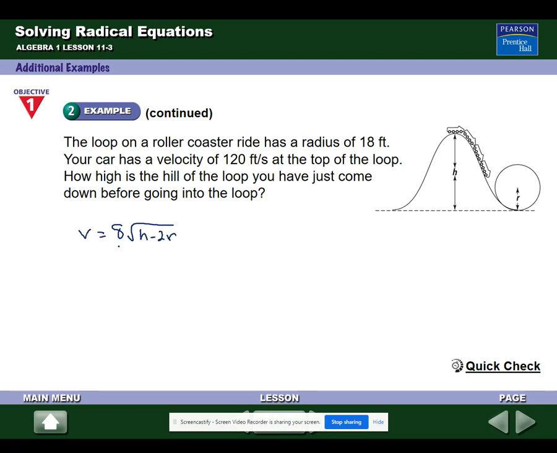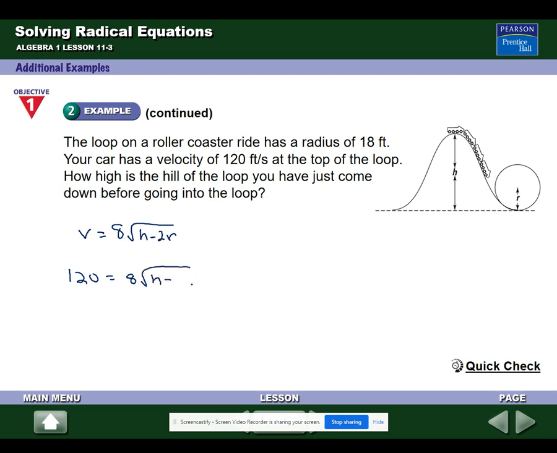Okay, and it says the loop on a roller coaster ride has a radius of 18 feet. Your car has a velocity of 120 feet per second at the top of the loop. How high is the hill? Okay, so we'll be solving this for h, given that we've been given the other two values. The velocity is 120.